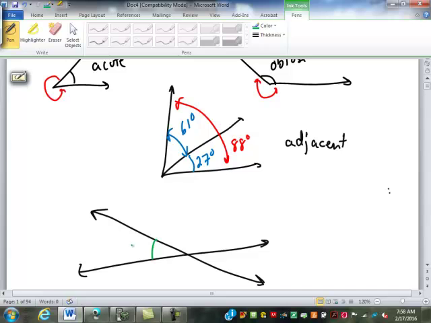If I tell you that this angle here is 39 degrees, what's this angle here have to be? 39 degrees. Anybody remember what that pair of angles is called? Vertical angles. Very good. Vertical angles are formed on opposite sides of two intersecting lines, therefore they have to be the same.